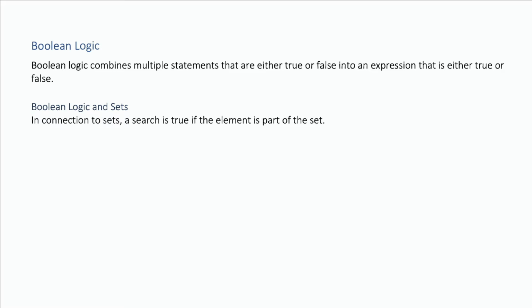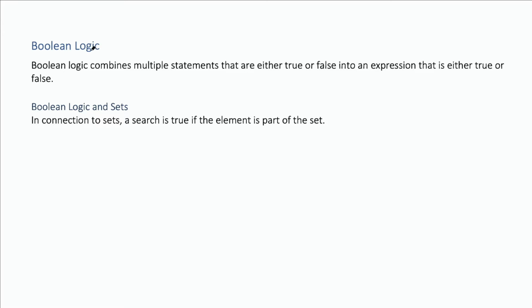Boolean logic is a branch of logic where we look at specific statements and combine multiple statements that are either true or false into some expression that is either true or false. This expression could be something as simple as statement one and statement two, where they both have to be true, or it could be something much more complex, like an implication or a relationship among the statements.